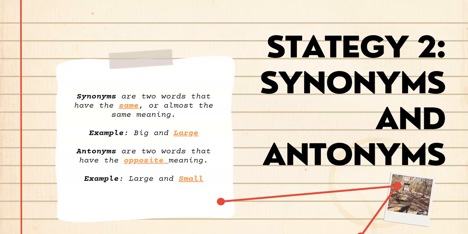Antonyms are words that have opposite meanings. So, for example, large and small. These are antonyms because large is the opposite of small. And we have to understand these definitions before we can dive into strategy 2. You do have a few things to fill in here, so go ahead and get those filled in on your note-taking sheet, and then we'll move on.